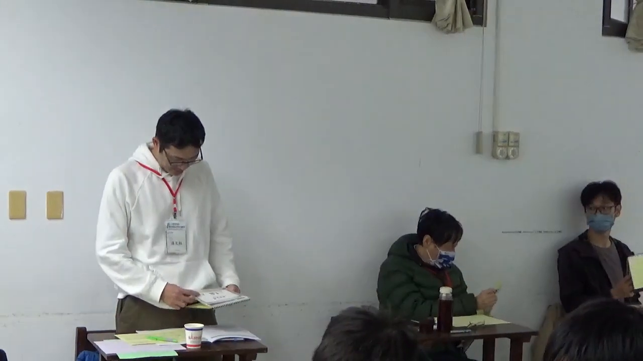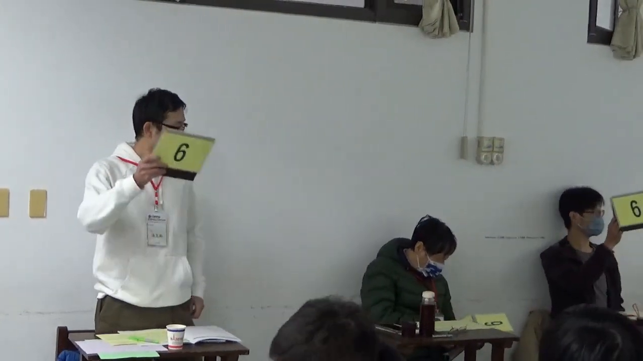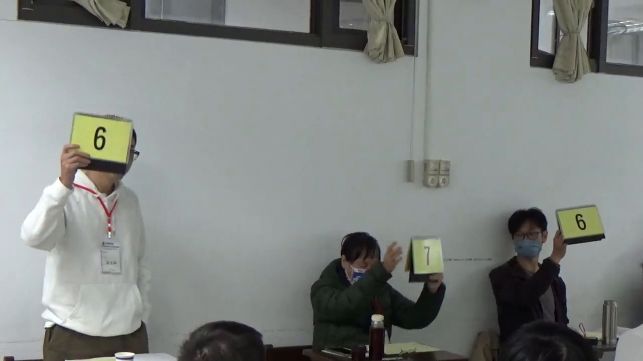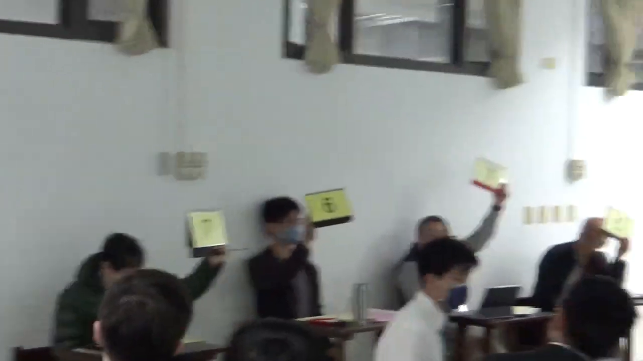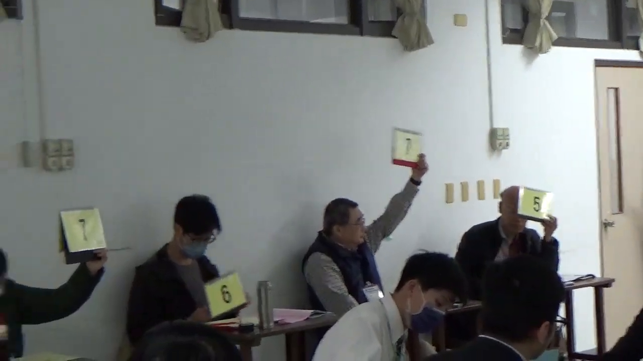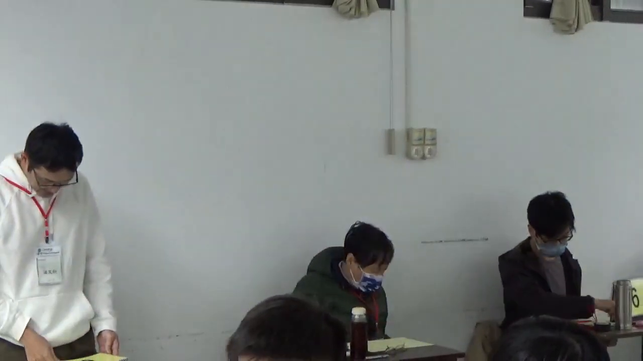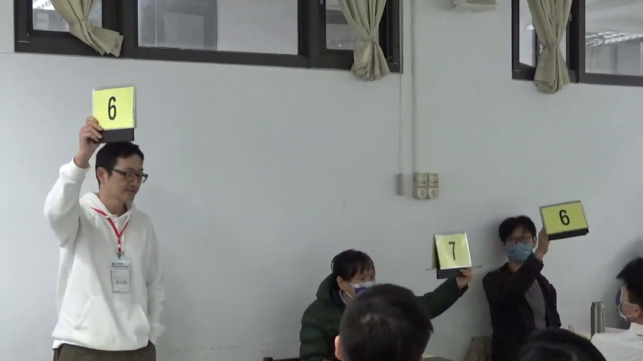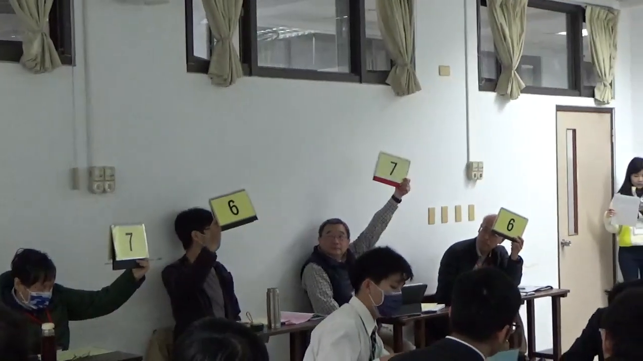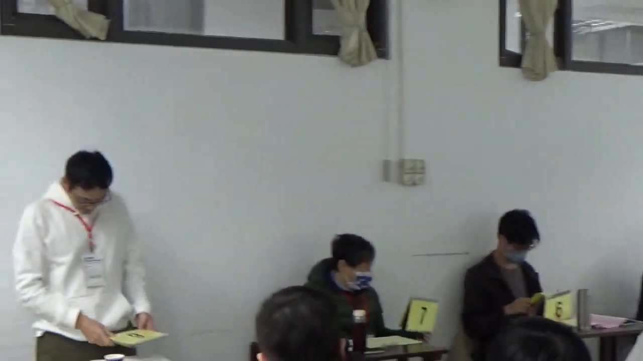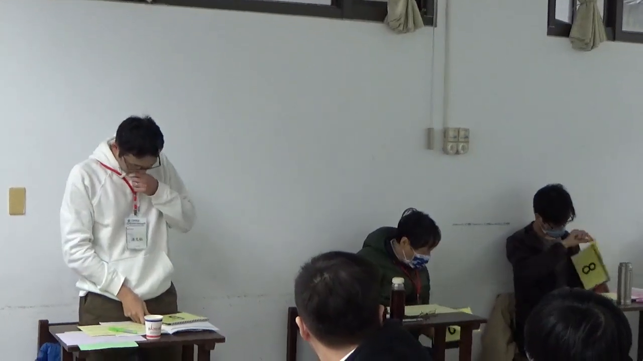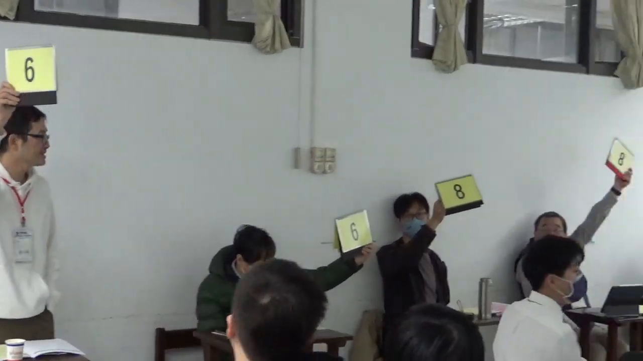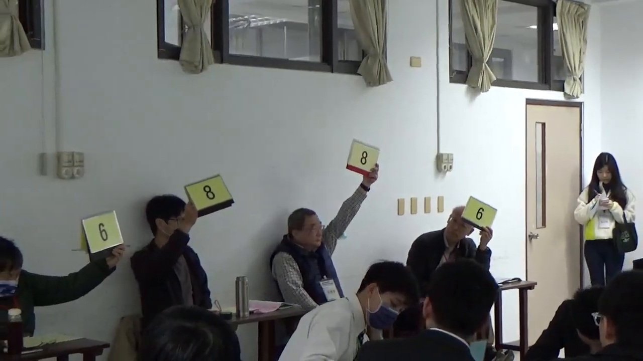For the reporter, here is the score: 6, 7, 6, 7, 5. Next, the score for the opponent: 6, 7, 6, 7, 6. The last is the score for the reviewer: 6, 6, 8, 8, 6. I think it went quite even.